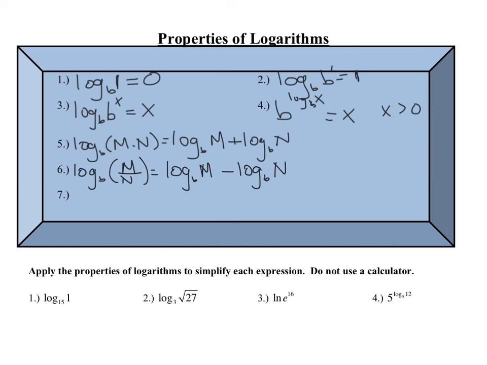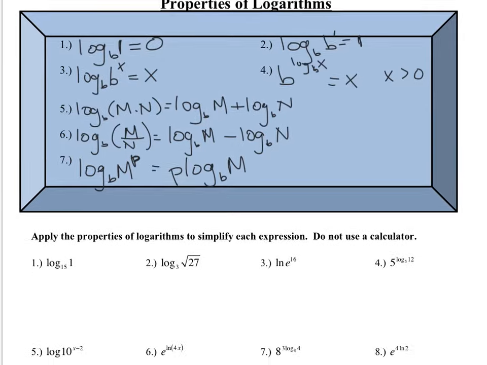And then the last property is called your power rule, and that would be log base b of m to some power p. Again, it doesn't matter what that number is. It could be a variable. That means that if you have an exponent, you would take that exponent and move it out in front as a coefficient, so it becomes p times log base b of m. Right here I took the p and put it in front of the log. And then that just became m to the first.